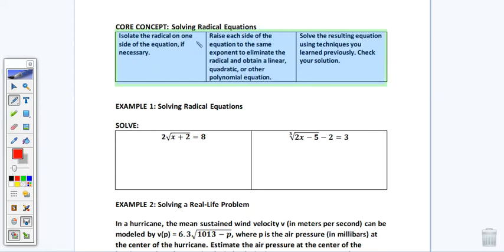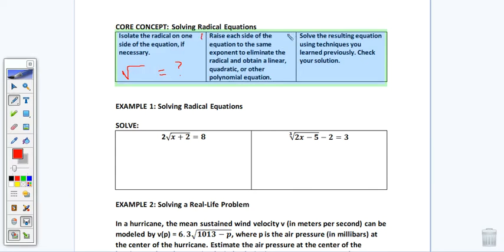So step 1 says to do what, kids? Okay, so we've got to get the square root or some root equal to something over here, if possible. Okay, or if it's necessary. Now, there's going to be times when it's not necessary, and I'll show you what that looks like. Okay, so this would be like my step 1.